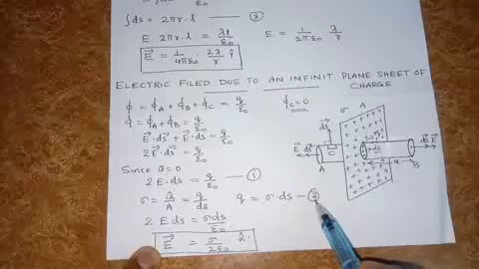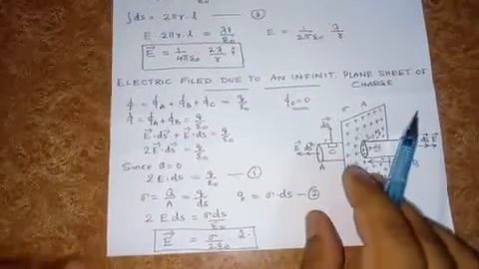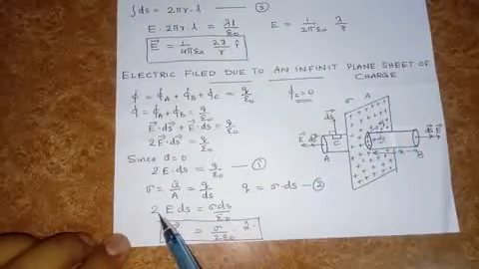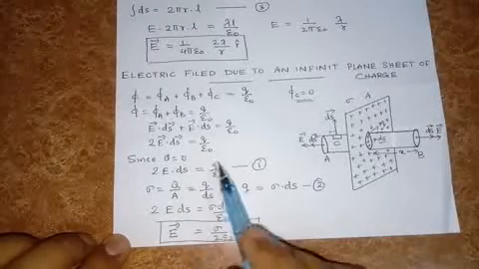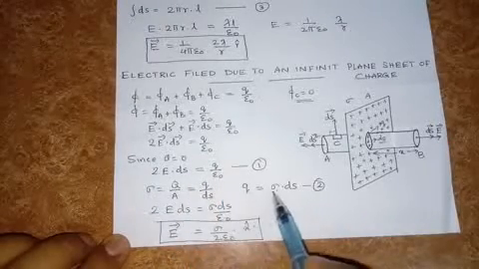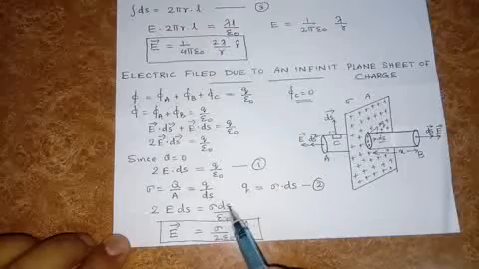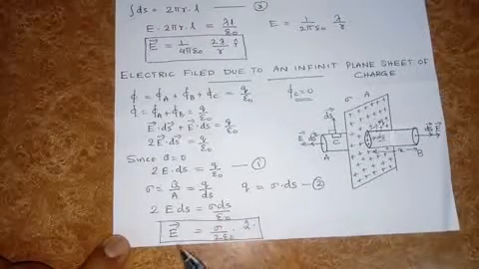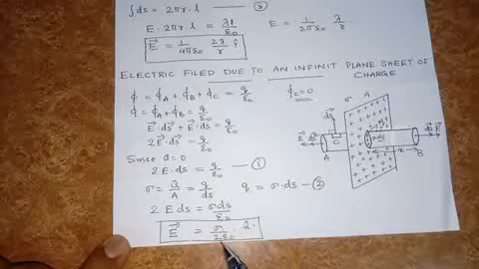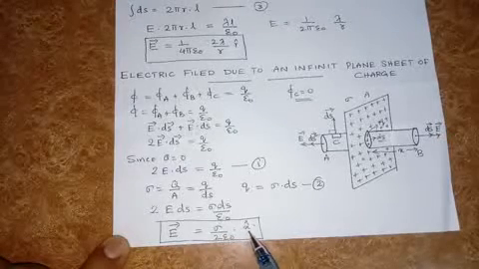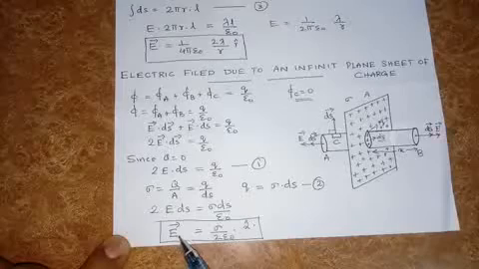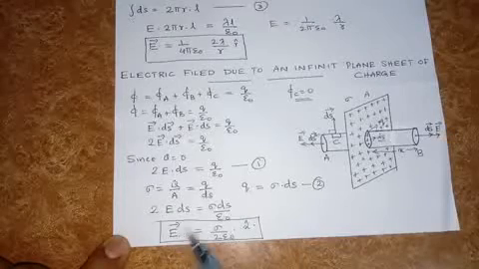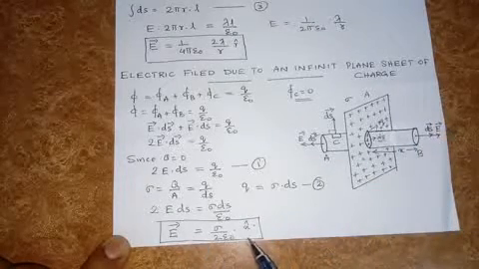Now I have to substitute 2 in 1. When I substitute, I get 2 into E ds is equal to, instead of Q, sigma ds divided by epsilon 0. So ds cancels. What remains? E is equal to sigma by 2 epsilon 0 along the unit vector x, because the electric field due to any charge distribution is a vector quantity.